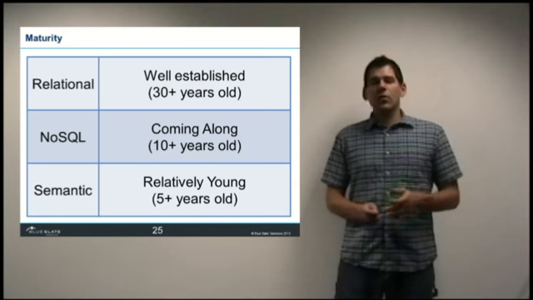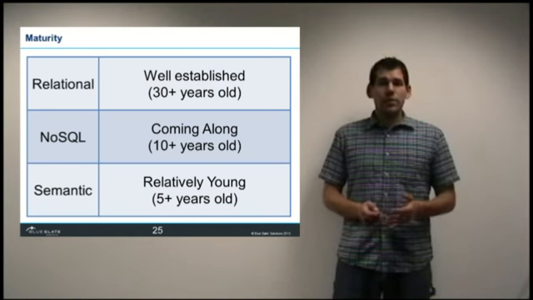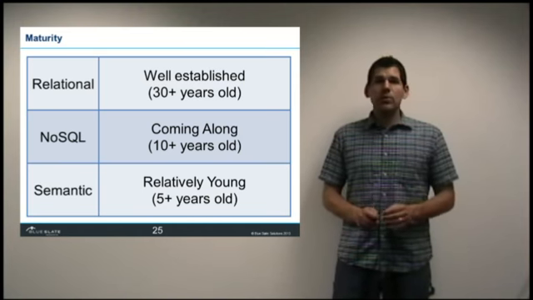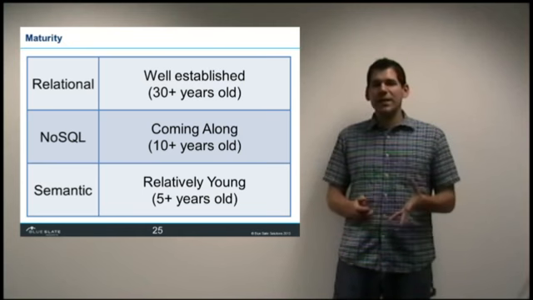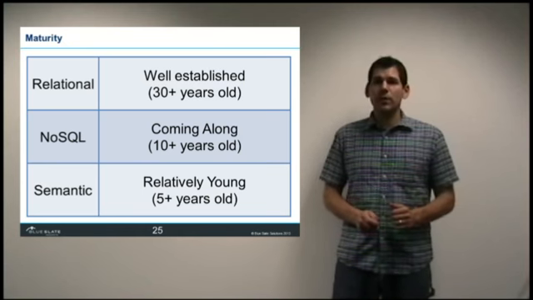NoSQL's been around probably about 10 years, a little longer, so it's coming along. With semantics, it is relatively young. It's only been around about 5+ years. The theories have been around longer, but the technology itself is still relatively new.